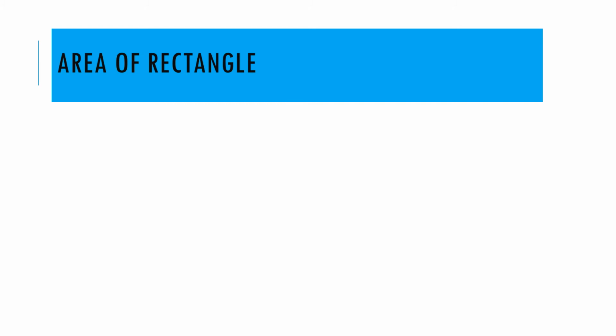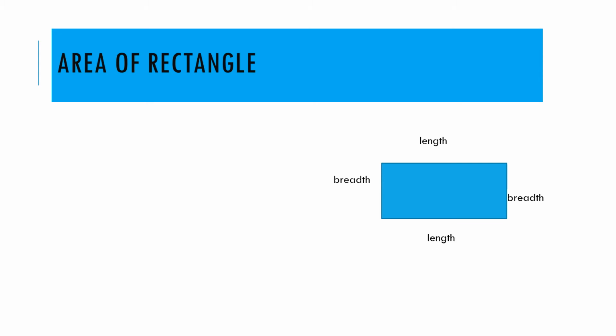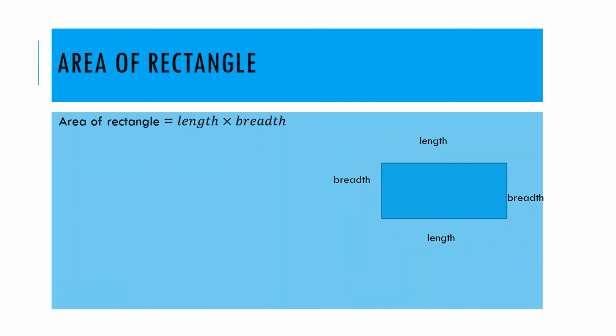Area of rectangle. It is a rectangle with length and breadth. In the rectangle, opposite sides are equal. For example, length is equal to length, breadth is equal to breadth. What is the area of a rectangle? It is equal to length into breadth.